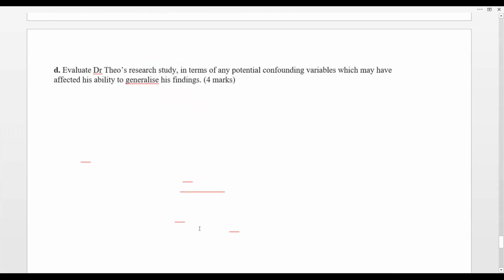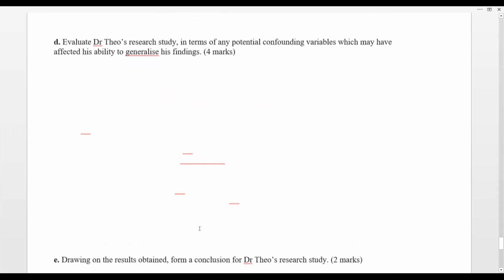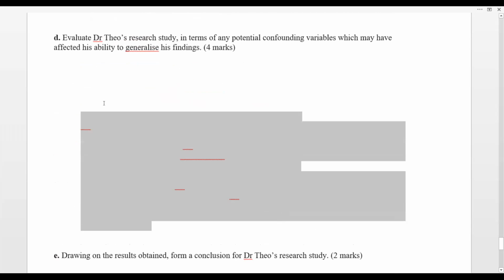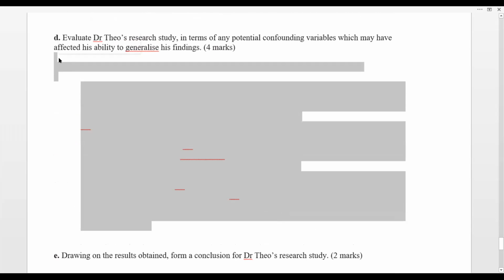Alrighty, so almost done. And the last question that we're looking at is evaluate Dr. Theo's research study in terms of any potential confounding variables, which may have affected his ability to generalize his findings. So in this question now, you're looking back to Dr. Theo's research study and thinking of any potential confounding variables that could have affected his ability to generalize his results. So I'm just going to show you guys the sample response for this because I don't want to keep you guys for too long.